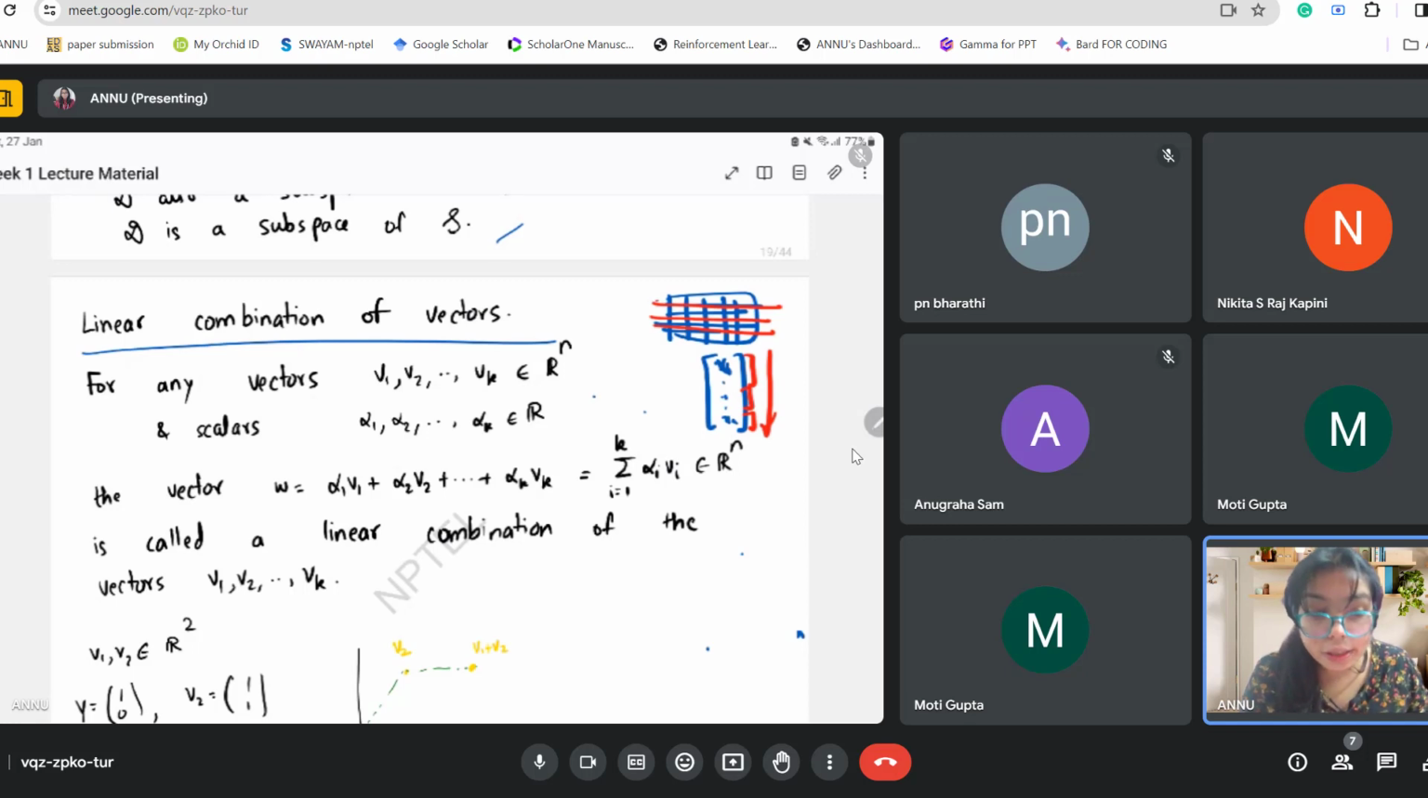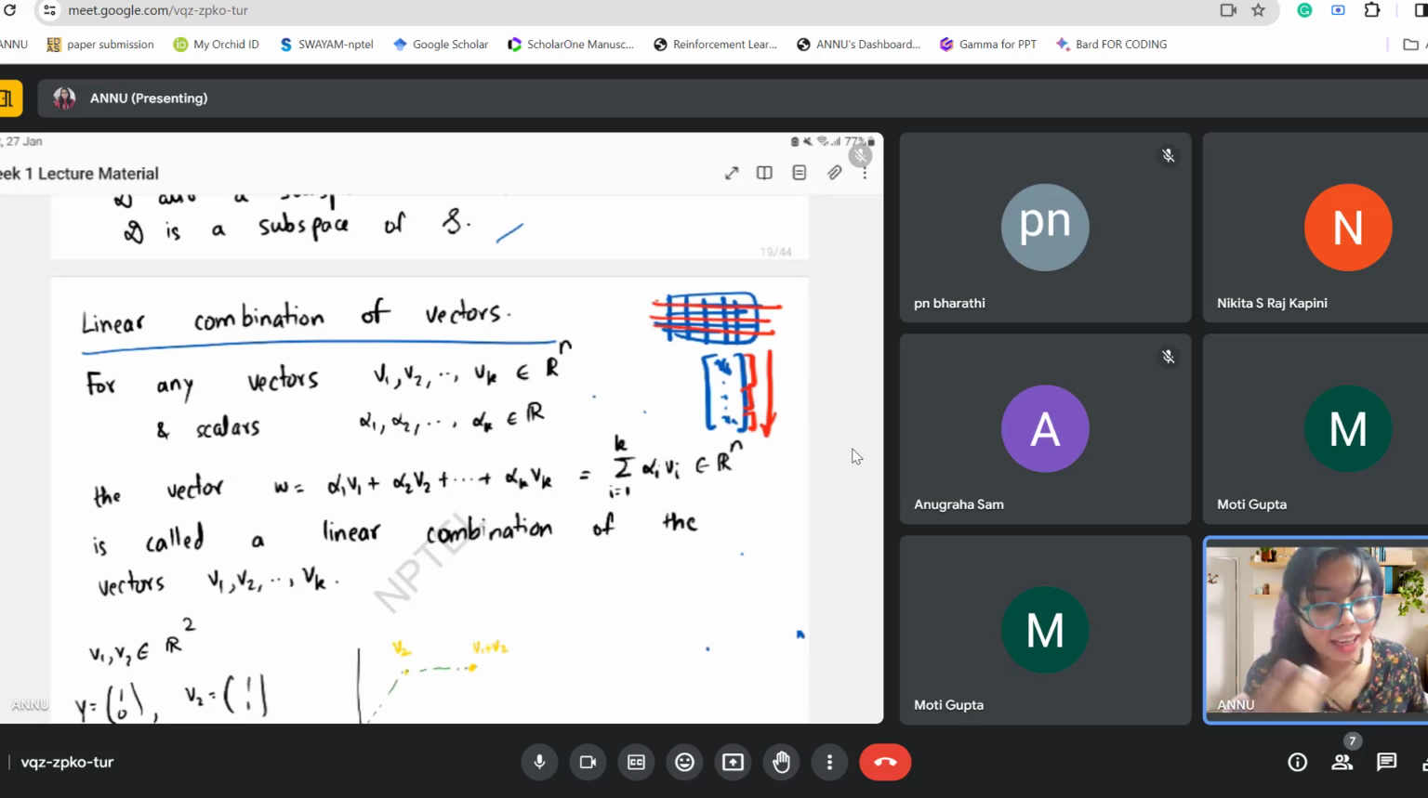In practice, we generally do this. If you want, I'll tell you with a Python example also. But yeah, in practice, we generally do this. Then we have to check whether this is a subspace or not. It has to follow particular properties of a subspace, then only it will be a subspace. Otherwise, it is not a subspace.